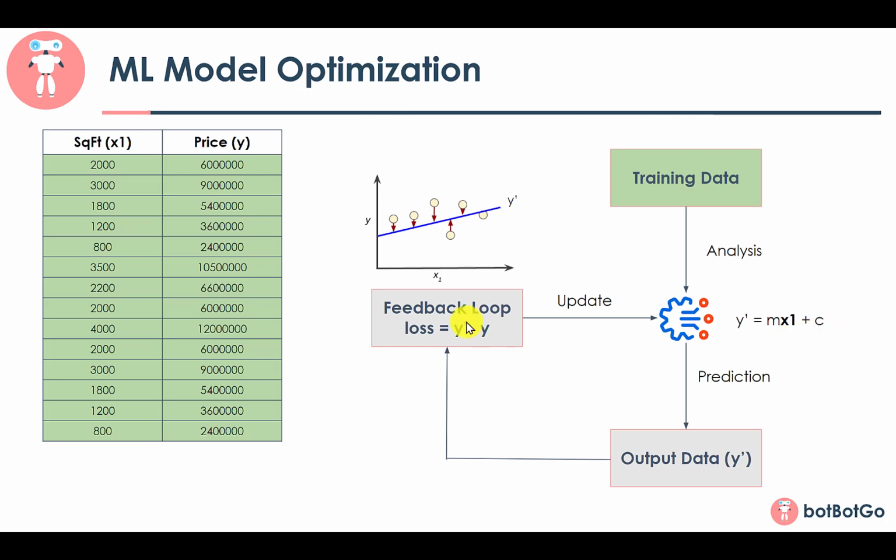In this case, it's not possible to make this error 0 because there is no straight line passing through all of these points. That is why we'll have to find a point where we have the least error. And once this point is reached, we would say that the model is optimized. Well, this is all about model optimization.